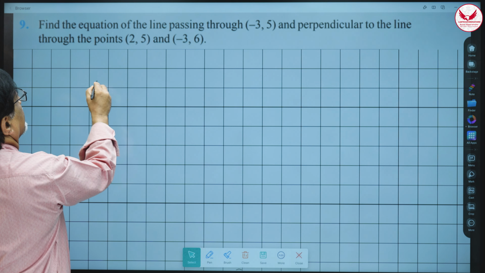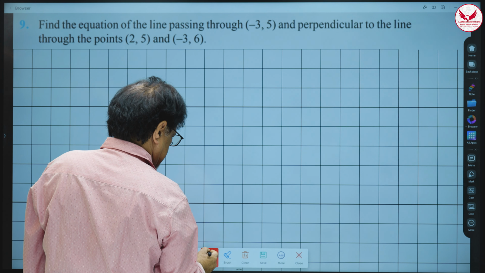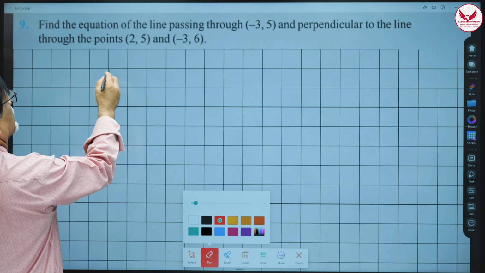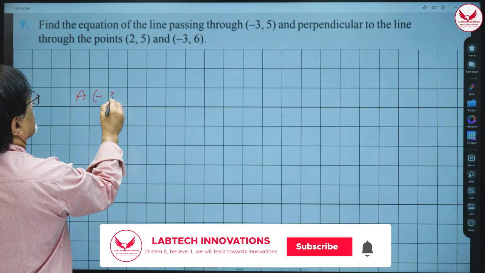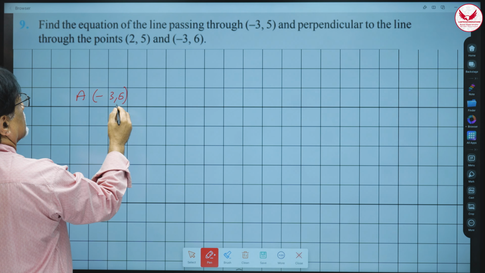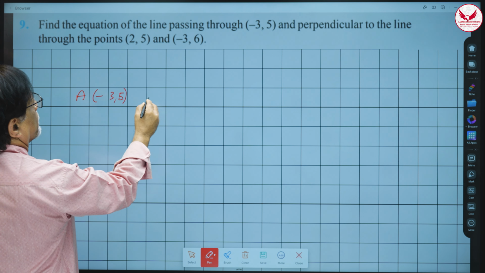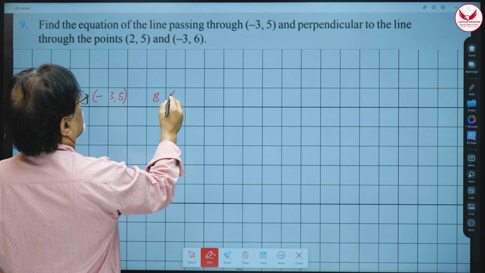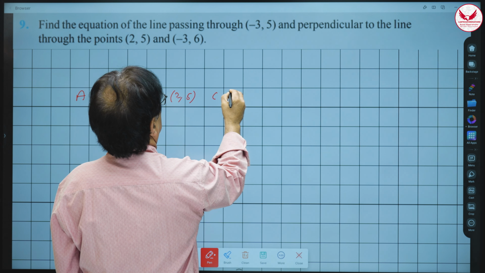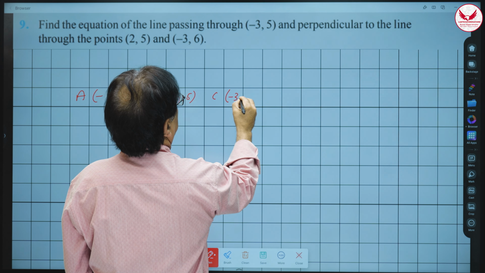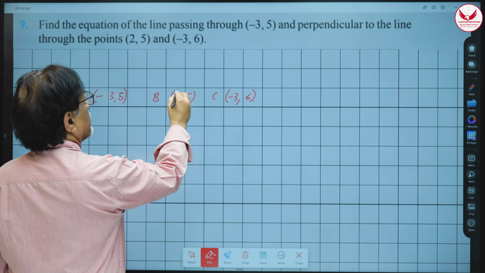There is a point A. A is given to be (-3, 5). There is another point called B, B is (2, 5). And there is another point C, which is nothing but (-3, 6). So there are 3 points here.